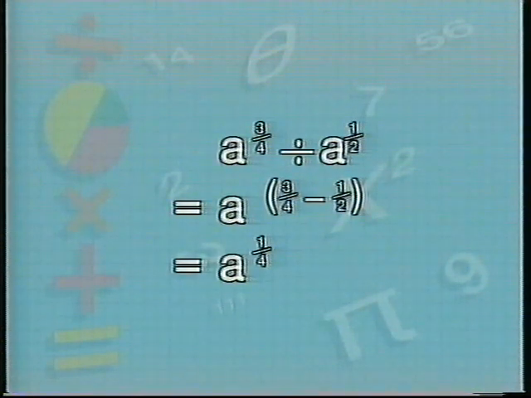A to the 3/4 divided by a to the half. Think carefully and use the rules for dividing here. A to the 3/4 divided by a to the half becomes a to the 3/4 multiplied by a to the minus a half, or a to the 3/4 minus a half, which equals a to the 1/4.